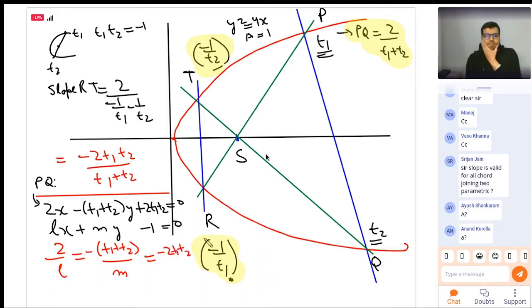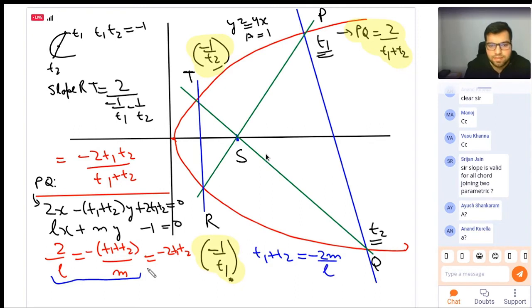Great. Now I want the values of T1 T2 and T1 plus T2. So from here, comparing the first two, I will get T1 plus T2 as minus 2 M by L. And when I compare first and third, I will get minus T1 T2 as 1 by L. So these values I am getting for T1 plus T2 and T1 T2.